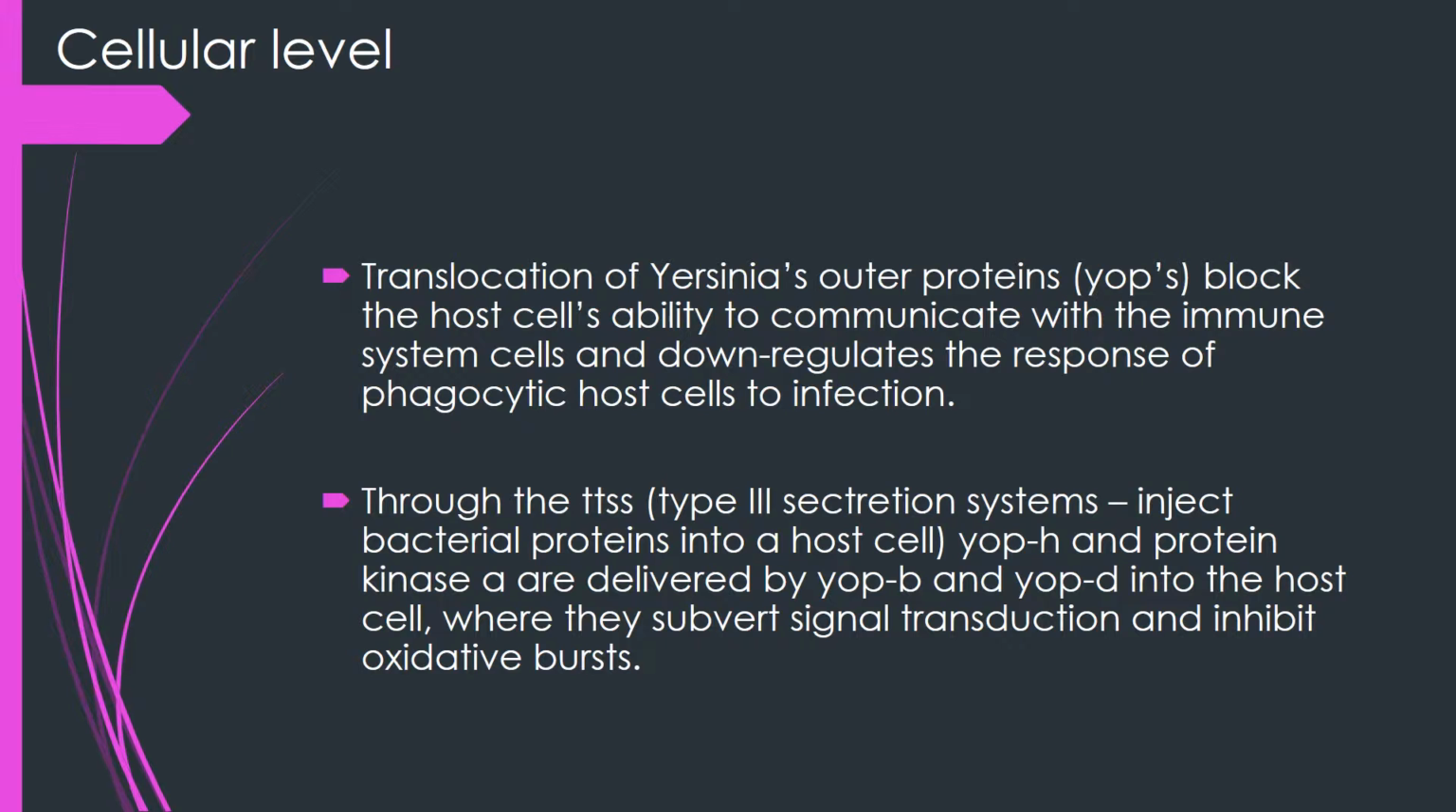And then there's a thing called the type 3 secretion system. Basically, all that does is it injects bacterial proteins into a host cell, and with that, the YOP-H and the protein kinase A are delivered into the host cell, and they subvert signal transduction and inhibit oxidative bursts.